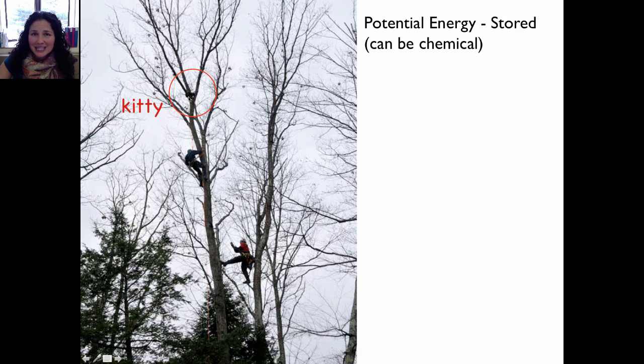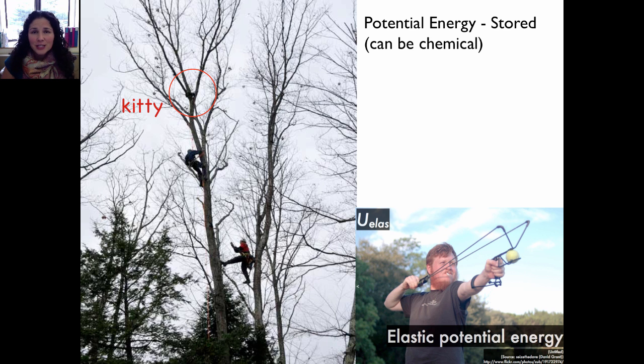It would only be released if the cat fell down, and the falling would be a different kind of energy called kinetic energy. Another type of stored energy is elastic potential energy. Anytime there's force applied against gravity or against a force, it's potential energy. Potential energy can also be stored in chemical bonds. So molecules have energy stored in their bonds, and that is potential energy.